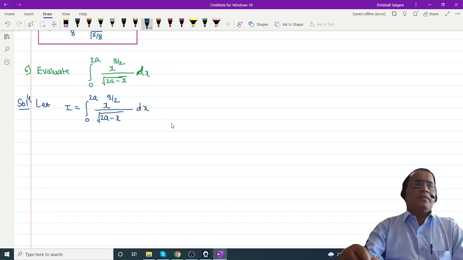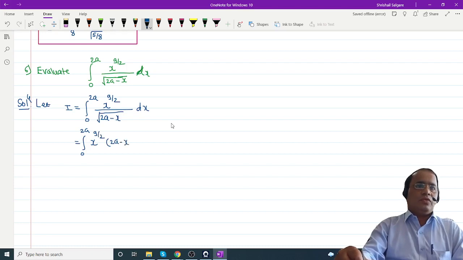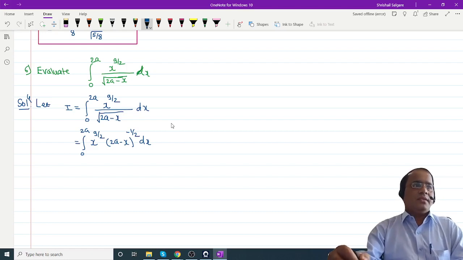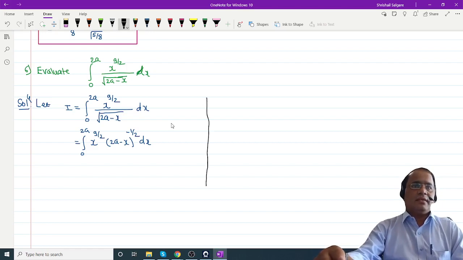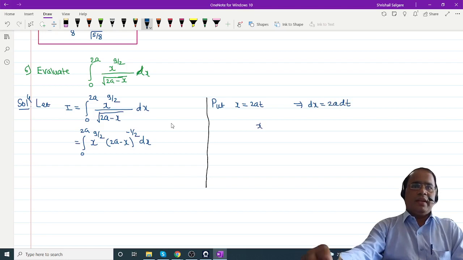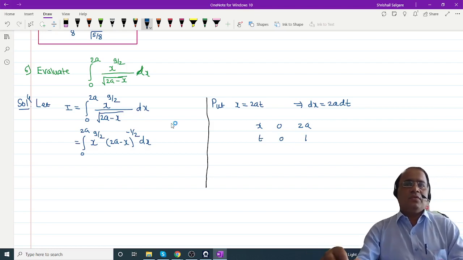Now the same thing we can write, integral 0 to 2a of x raised to 9 by 2 into 2a minus x raised to minus 1 half. What is the substitution? x equals 2at. Yes. So in this case, you have to put x equal to 2at. This implies dx is equal to 2a times dt. Now the given limits for x are from 0 to 2a. Now the new limits, I think orally we will get 0 to 1.